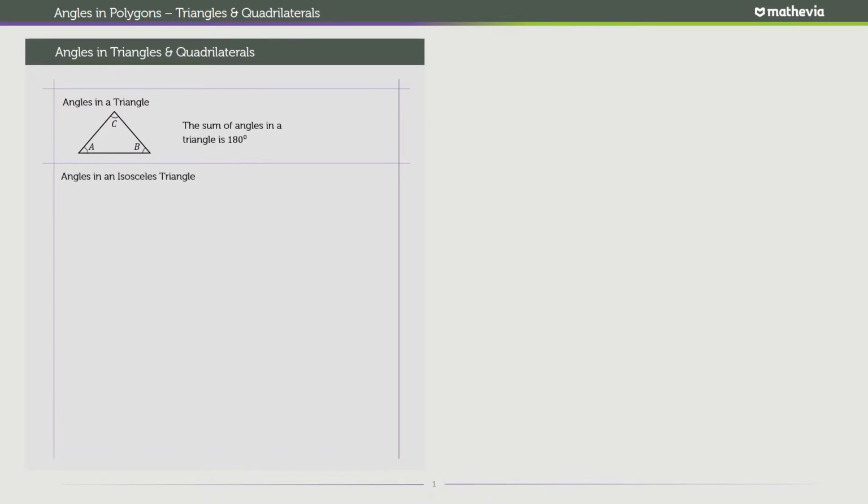Now, angles in an isosceles triangle. If you recall, we have three types of triangles. We have the equilateral triangle, which has all sides equal. We have an isosceles triangle, which has two sides equal. And then we have a scalene triangle, which has no sides equal.